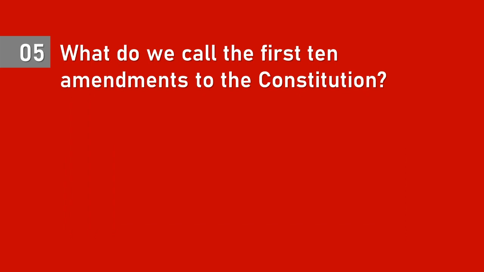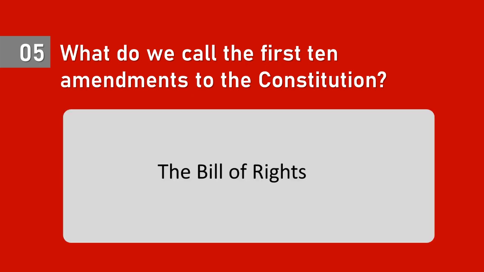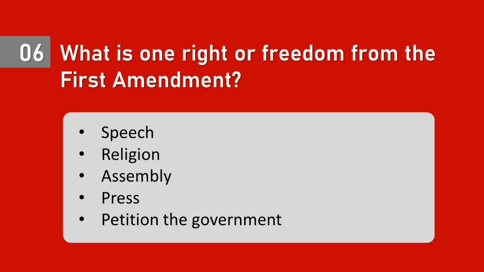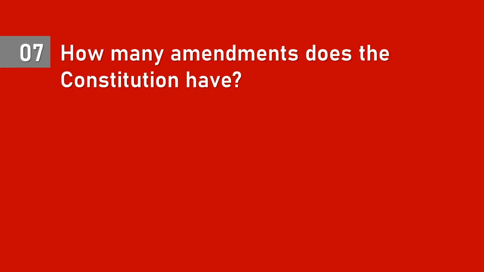Question 5. What do we call the first 10 amendments to the Constitution? The Bill of Rights. Question 6. What is one right or freedom from the First Amendment? Speech, religion, assembly, press, petition the government.